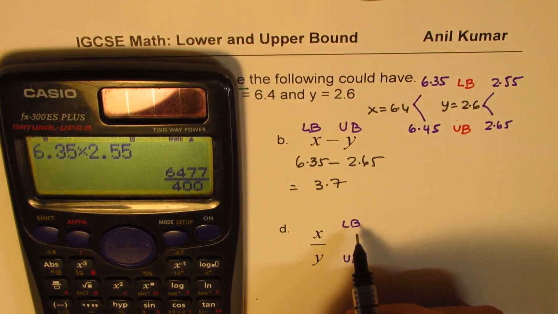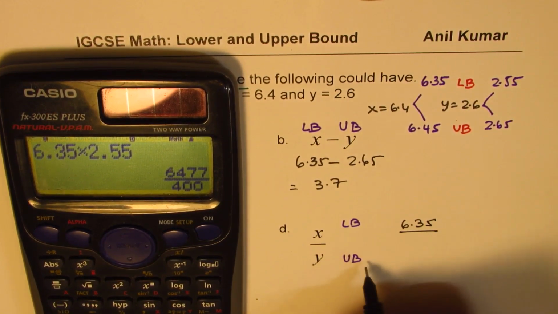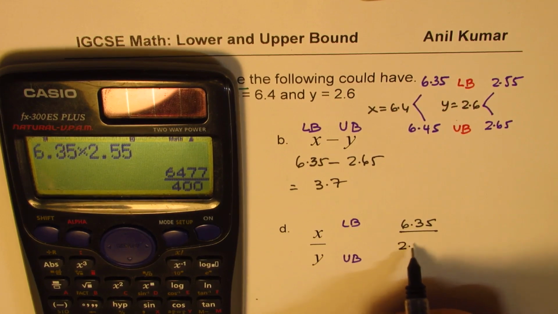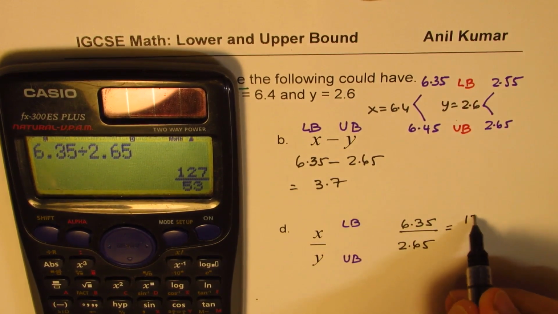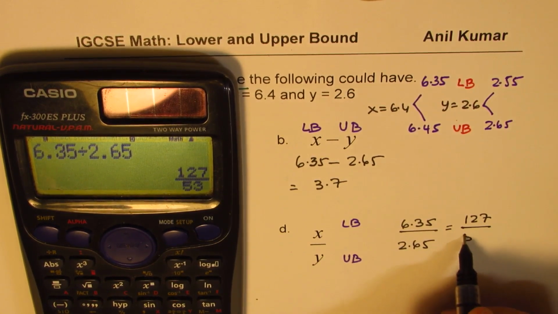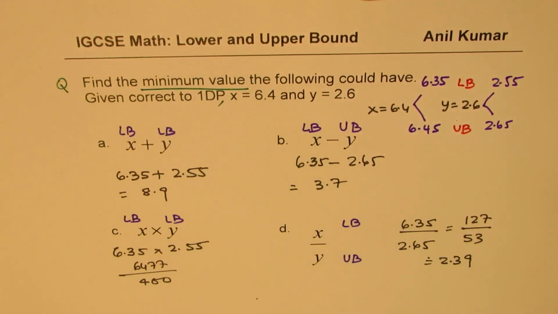Now in this case, we are looking for the lower bound of x, which is 6.35, and the upper bound for y, which is 2.65. So 6.35 divided by 2.65 gives you the value of 127 divided by 53. In decimals, it is approximately 2.39, right? So that gives you 2.4. So that gives you the minimum value.